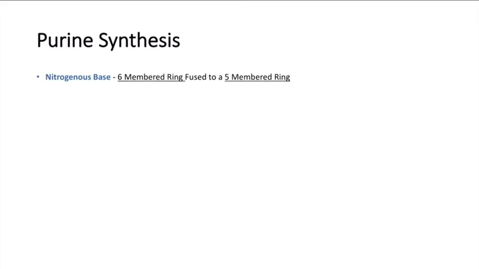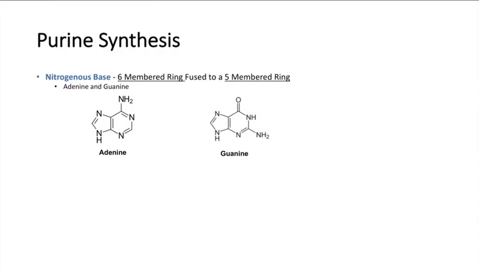Well, purines, as pyrimidines are, are nitrogenous bases. They are 6-membered rings, but they are fused to a 5-membered ring as well. Adenine and guanine are purines. Here are the structures for adenine and guanine. As you can see, the main difference between purines and pyrimidines is that purines are 6-membered rings fused to a 5-membered ring, whereas pyrimidines are just 6-membered rings.